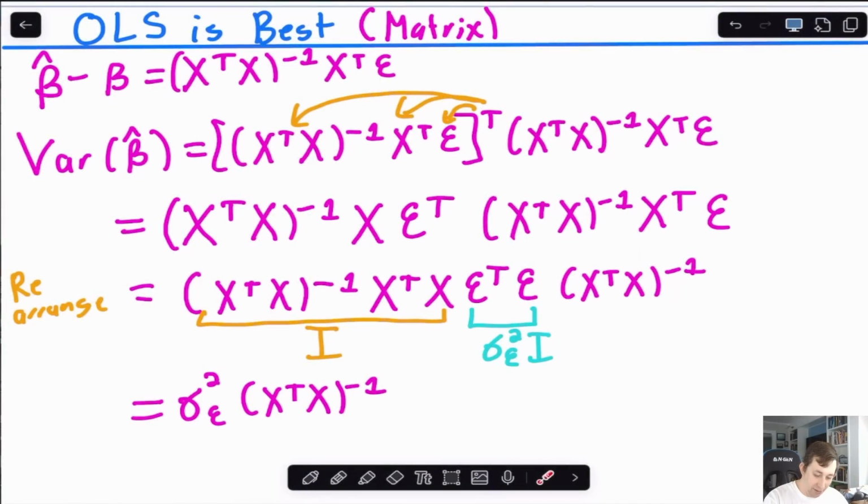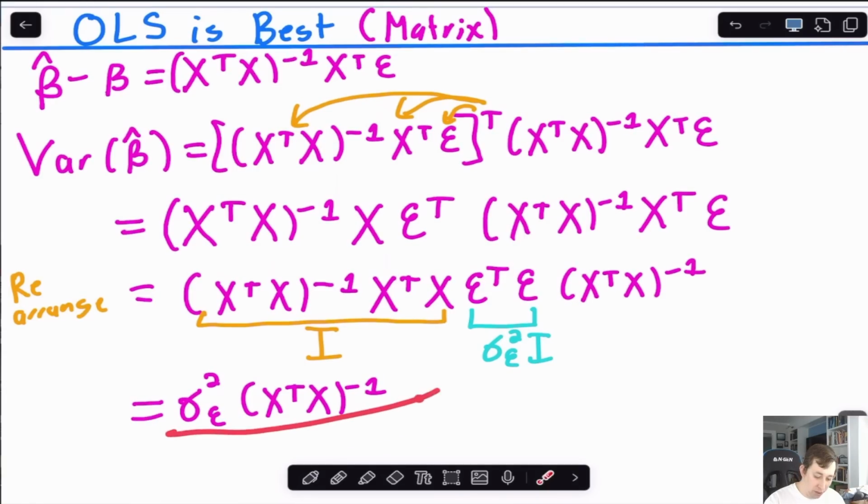Now we're just going to use the definition of variance. I have this term right here, which is beta hat minus beta transpose times beta hat minus beta. I'm just going to distribute this transpose. Now I'm going to get X transpose X inverse. This is an X, this is an X transpose, they're going to cancel again. You have an epsilon transpose and an epsilon, that's just sigma squared epsilon times I. And I have this term right here, which is sigma squared epsilon times X transpose X inverse.